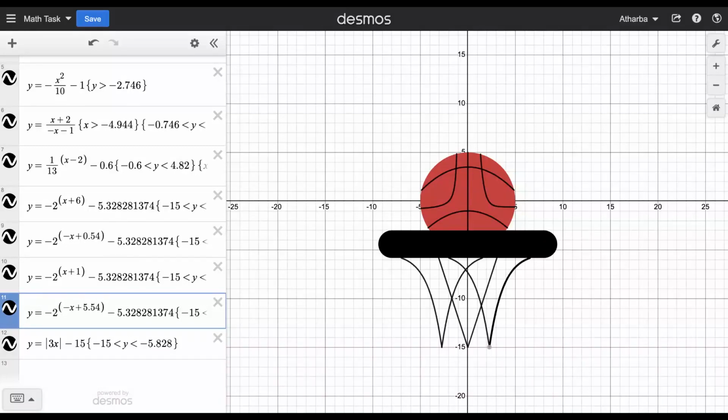This is how I created the logo for my client, a basketball producer.